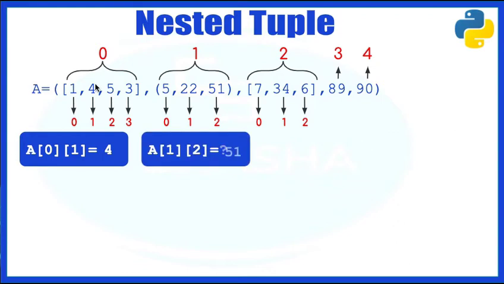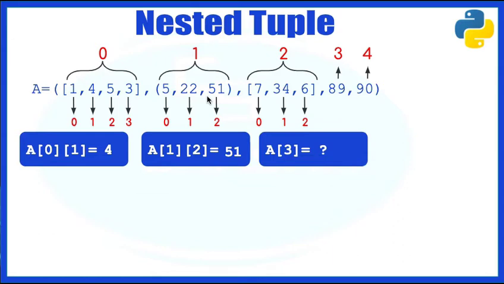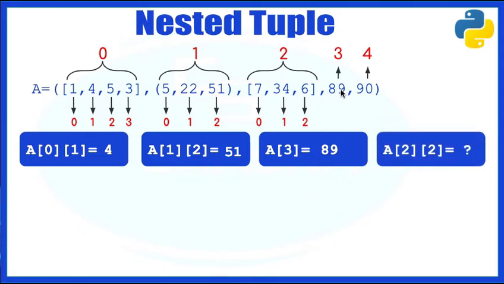Let's take another example. I did not want to show the answer, but let's see. A is 1, so this is 1, and then we have 2, so 2 means this part. So this has the answer 51. Let's take another example. What is A3? A3 is 0, 1, 2, 3. Therefore my answer is simply 89. Similarly, if I would have said A1, I would have got the answer 5, 22, 51. But what is A22? Go to 2 and 2 value, which means the answer is 6.